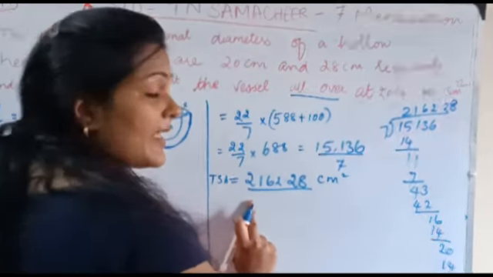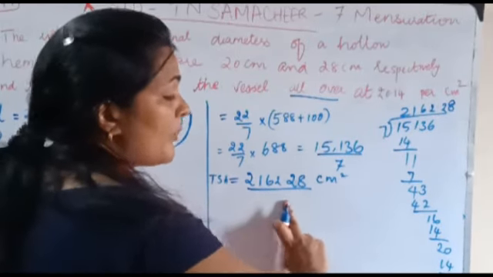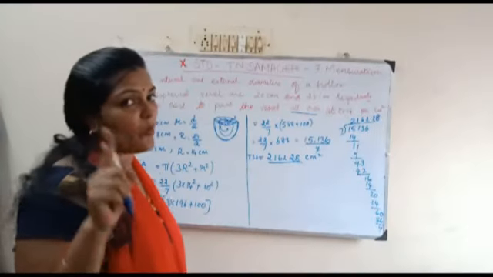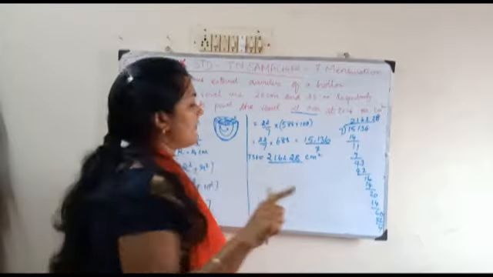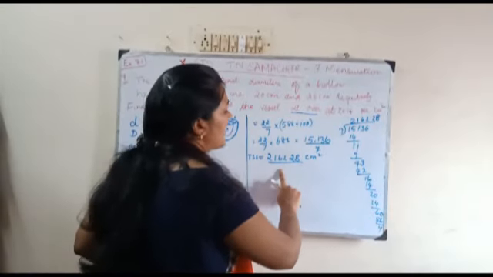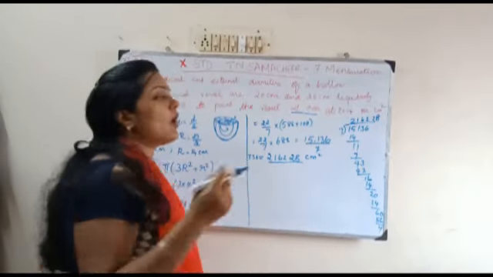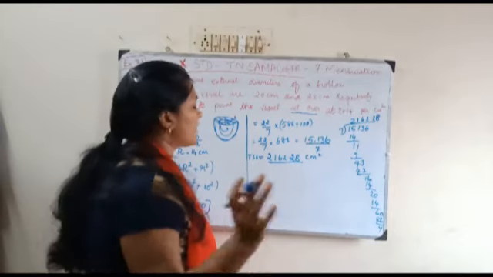Total surface area is 2,162.28 centimeter square. For 1 centimeter square, the cost is 0.14 rupees. Okay. So for 2,162.28 centimeter square, how much cost is required? That is what we are going to find.